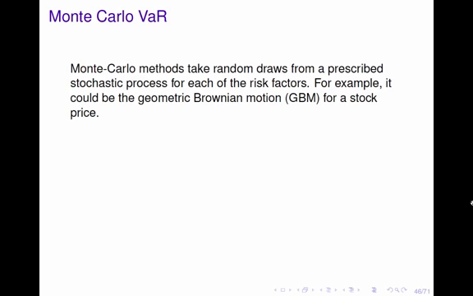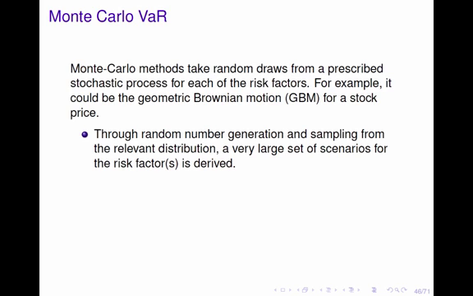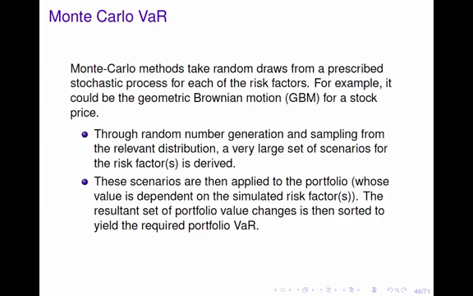Now let's first introduce the Monte Carlo simulation method for estimating VAR. Monte Carlo methods take random draws from a prescribed stochastic process for each of the risk factors. For example, it could be the geometric Brownian motion for a stock price. Through random number generation and sampling from the relevant distribution, a very large set of scenarios for the risk factors is derived. These scenarios are then applied to the portfolio, whose value is dependent on the simulated risk factors. The resultant set of portfolio value changes is then sorted to yield the required portfolio VAR.